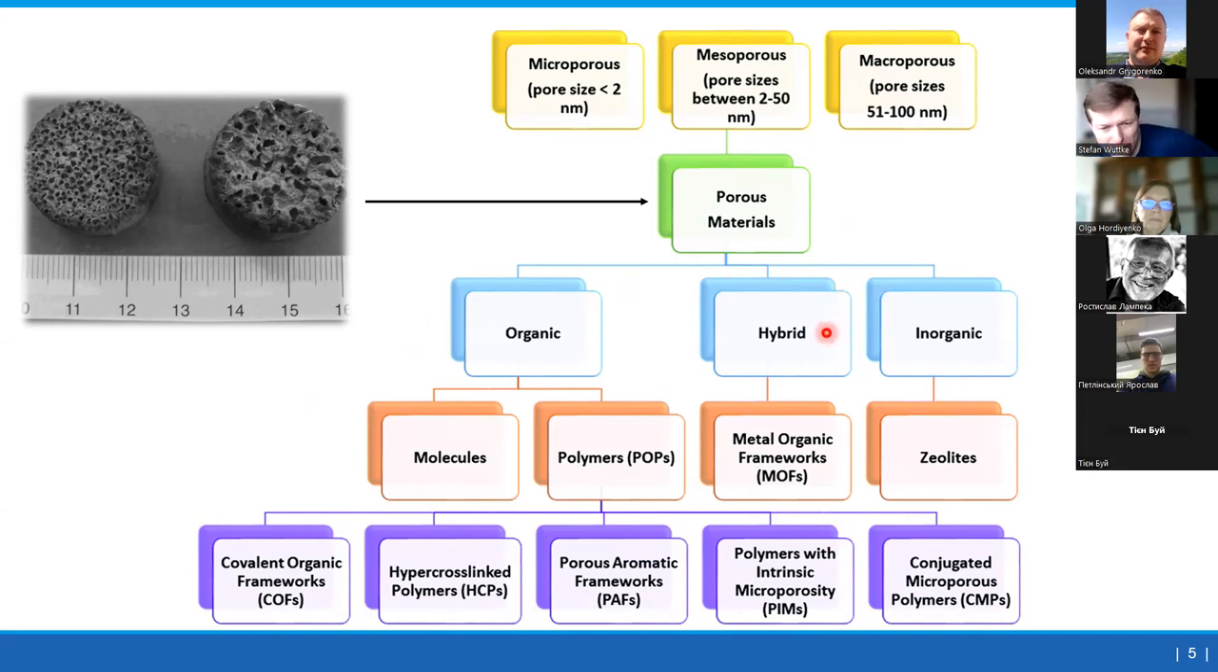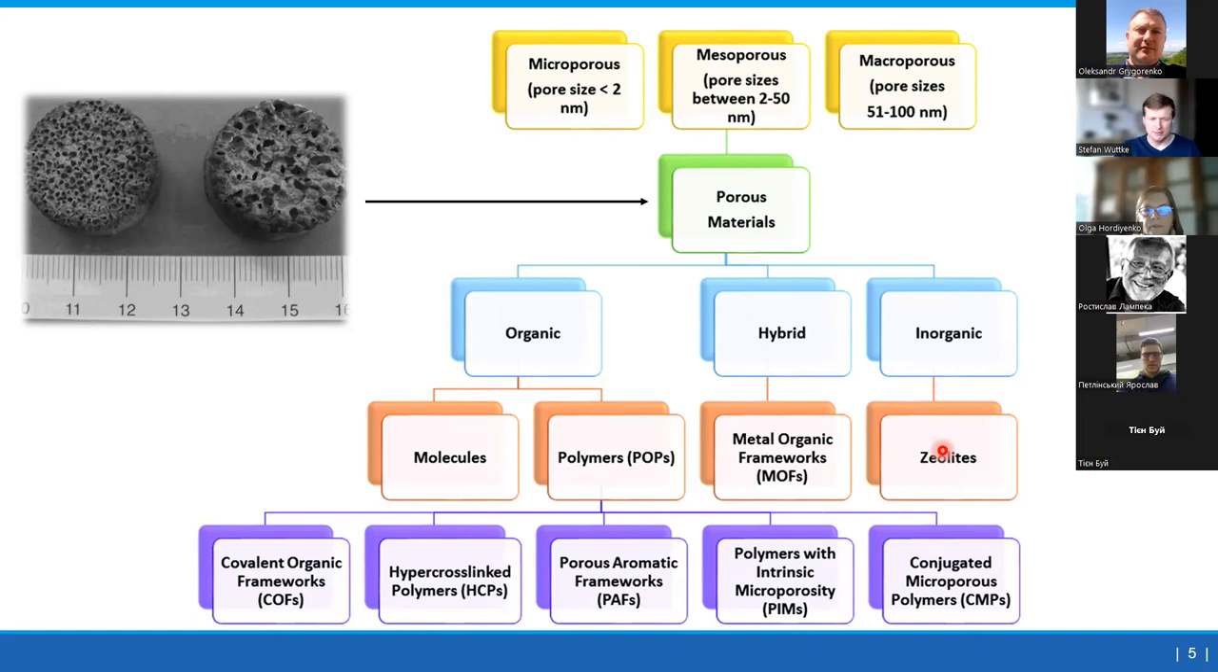Then you have the classification according to the chemistry. You have organic materials, then hybrid materials, and then classical inorganic materials that are very important: zeolite, porous carbon. They are important because they are applied in our daily life. But from a research point of view, for chemists and engineers, there's still a lot to do. For zeolites, really a lot has been done, and groundbreaking research is very difficult.